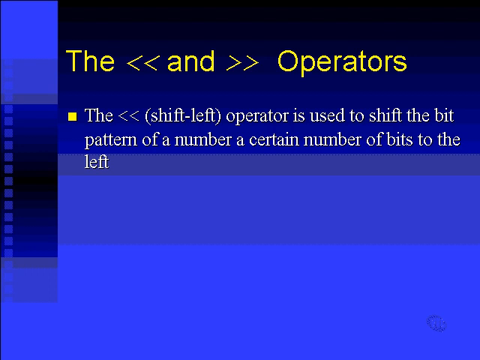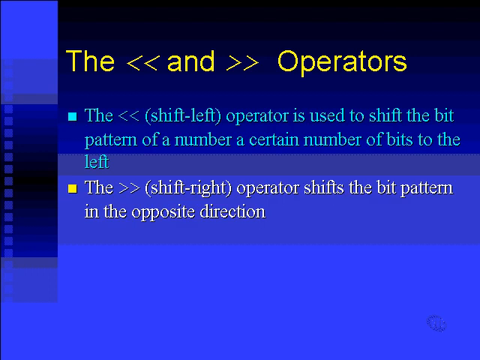The double less than sign, which is treated as the shift left operator, is used to shift the entire bit pattern of an integer number a certain number of bits to the left. I'll show you an example of that in a moment. I just want to cover the other operator. The shift right does exactly the opposite. It shifts the bit pattern in the opposite direction, to the right.